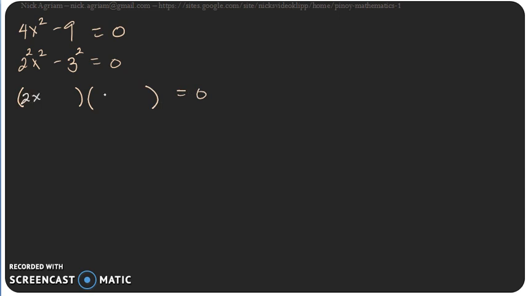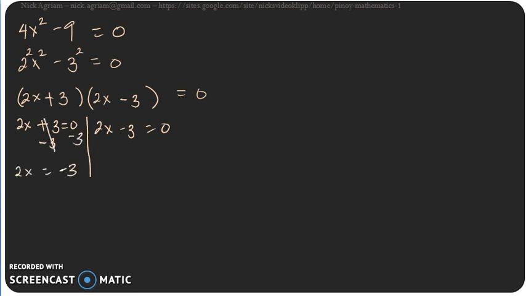So we have 2x there, we have 2x there, and then we have plus 3 there, and minus 3 there. If you are finished with that, then you can separate. We have 2x plus 3 is equal to 0, and then we have 2x minus 3 is equal to 0. And then we have the minus 3 there, minus 3, this is 0, so we have 2x is equal to negative 3.